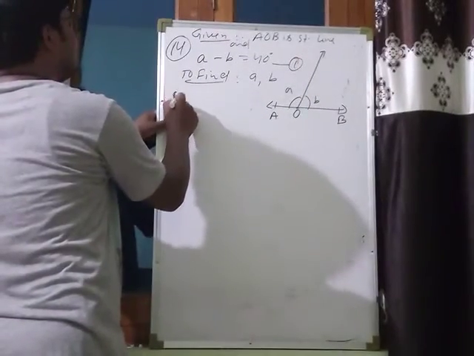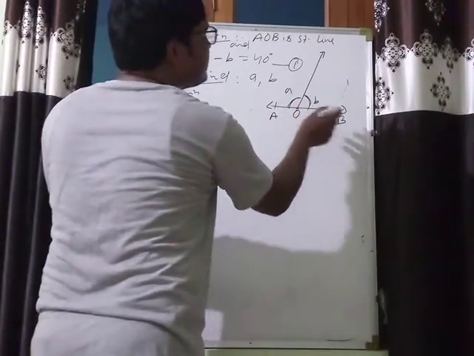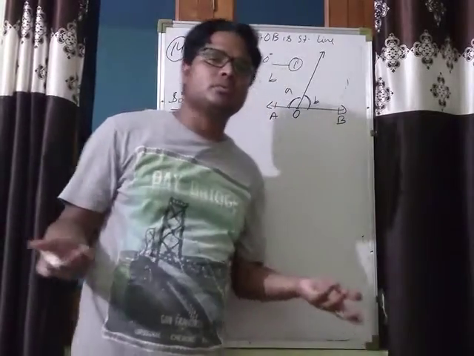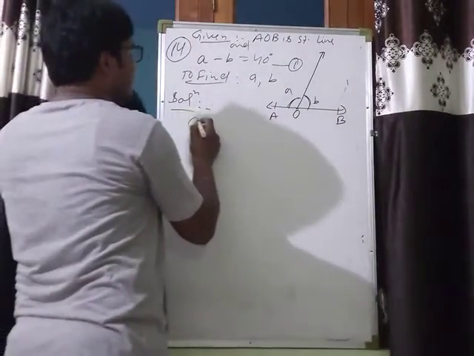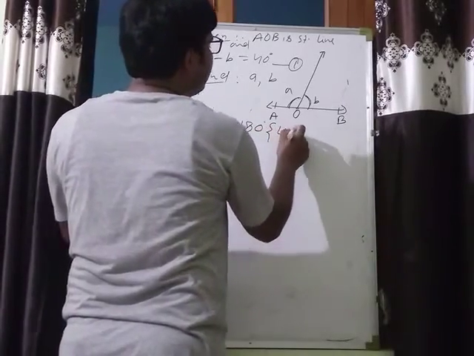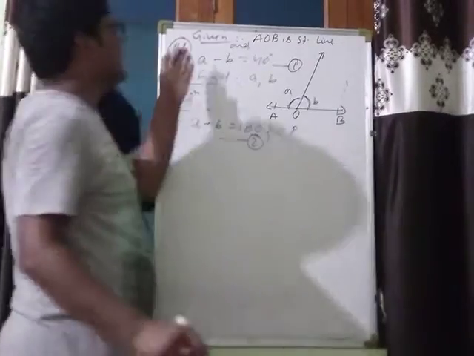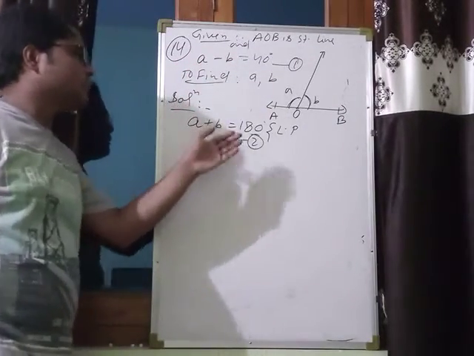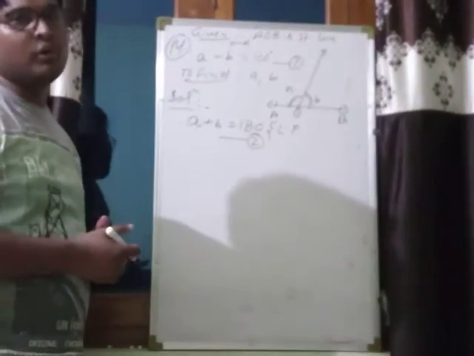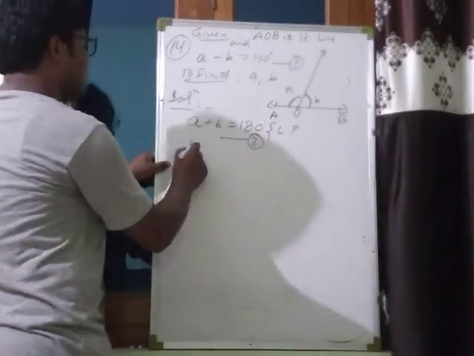Now see its solution. A and B form a linear pair because AOB is a straight line, and we know that the sum of a linear pair is 180 degrees. Clearly A plus B will be equal to 180 degrees because they form a linear pair. Suppose this is the second equation. Now equation first is A minus B is 40 and A plus B is 180. Solve these two equations and find the value of A and B. How can we solve this? Add these two equations, adding first and second.